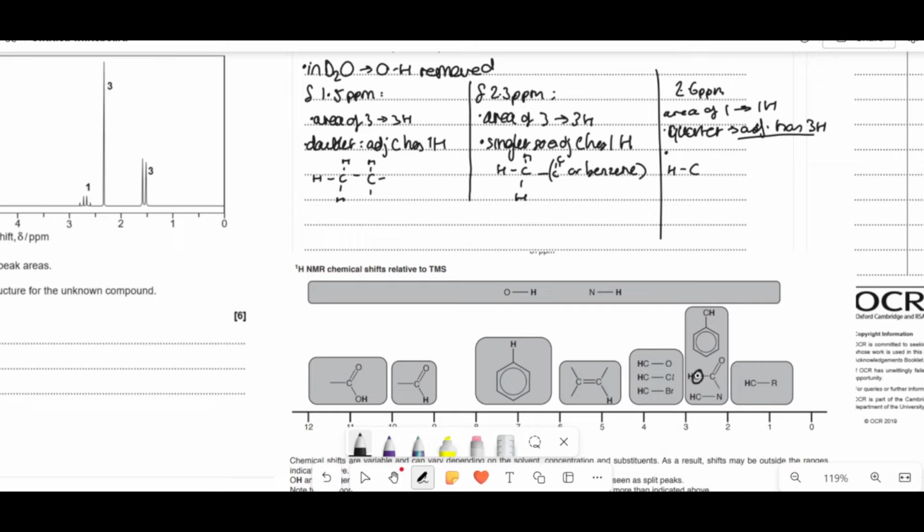So it's adjacent to this carbon, not that one. Here it's going to be this with one. The adjacent carbon's got three hydrogens on it, like this. And it's got an area of one. We've dealt with that. Adjacent's got that. And it's going to be next to a C double bond O, whatever, or it could be the benzene as well. Don't know yet. We'll come back to that in a sec.